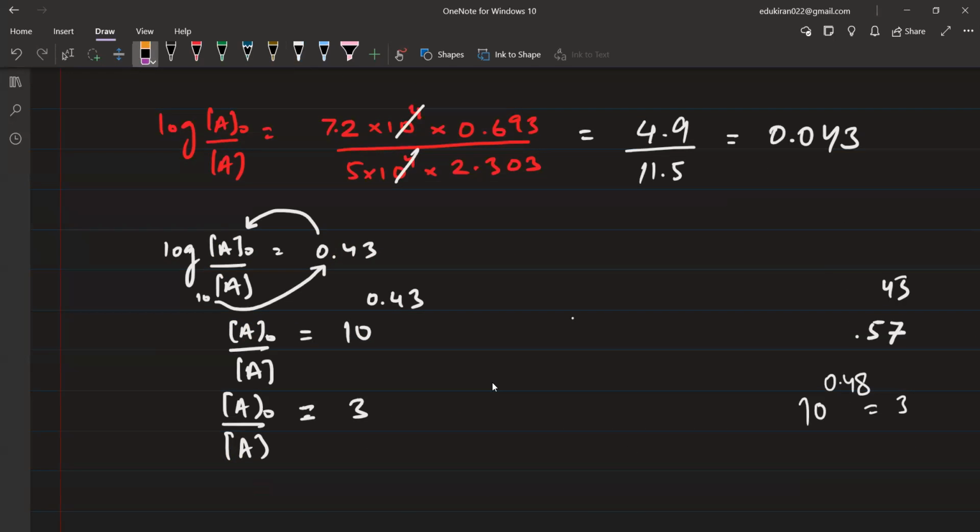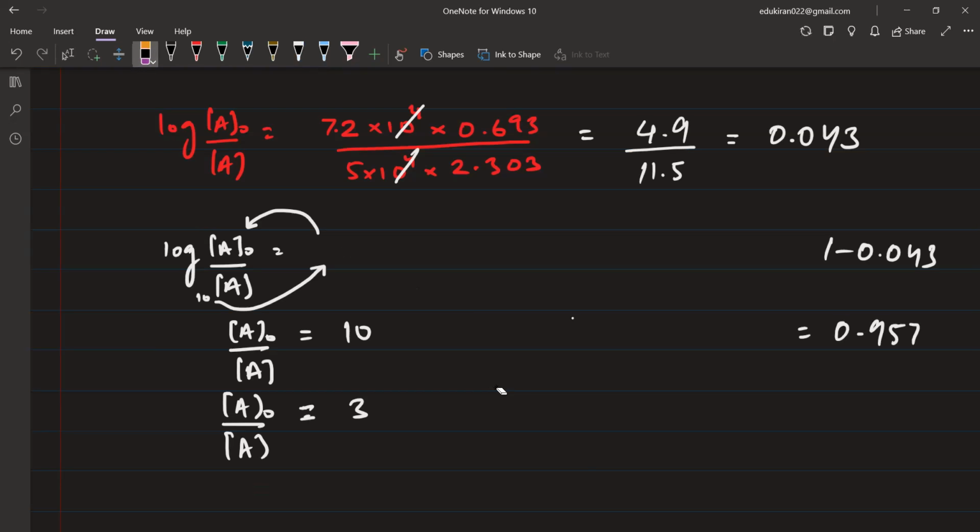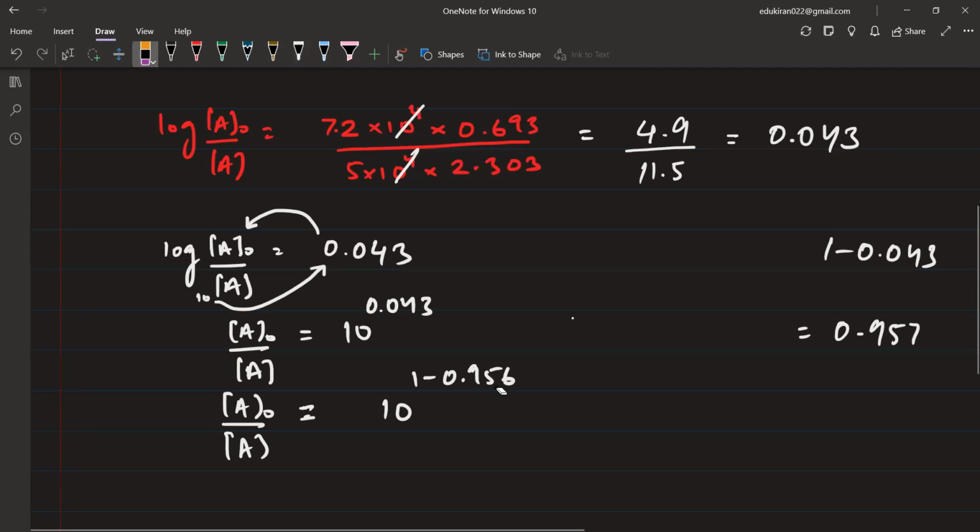Then only we will be able to calculate, because this number 0.043, if you subtract it from 1, the answer that you will be getting is equal to how much? 1 minus 0.043 is 0.957. Now just imagine if it was like this, 0.043. Now you can actually calculate. Otherwise, without a calculator, you will not be able to calculate if it was 20 hours. Now, 0.043, I can write it as 10 to the power 1 minus 0.957, or I can just write 0.96.